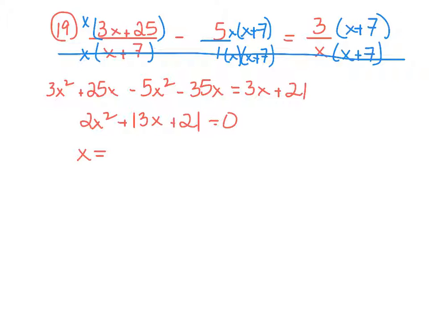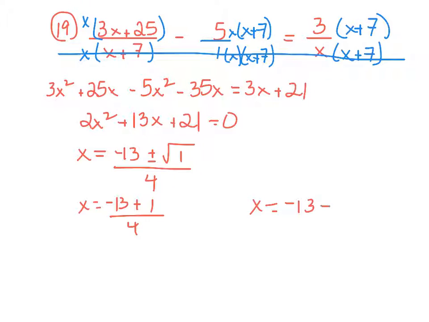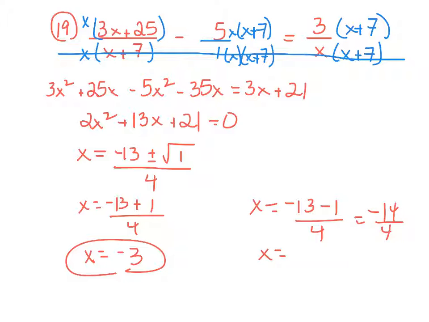All right, so I get negative 13 plus or minus, when all is said and done, square root of 1 all over 4. So I'm going to split that up. So x equals negative 13 plus 1 over 4. And then on the other side, x equals negative 13 minus 1 all over 4. Okay, so then on the left here, I end up with negative 3. So there's one solution. And then over here, I end up with negative 14 over 4, which is negative 7/2.